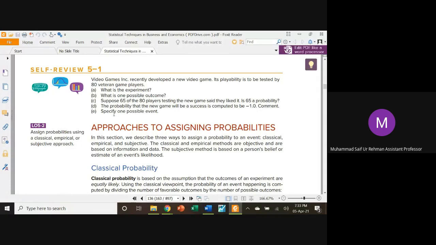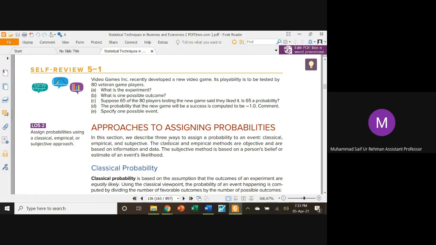Specify one possible event. So one possible event may be more than 25% of the players are in favor of the idea that the game is playable. More than 25%, or you can say more than 30, more than 50 are saying that the game is playable. They are favoring this idea. So in this way you may answer these questions.